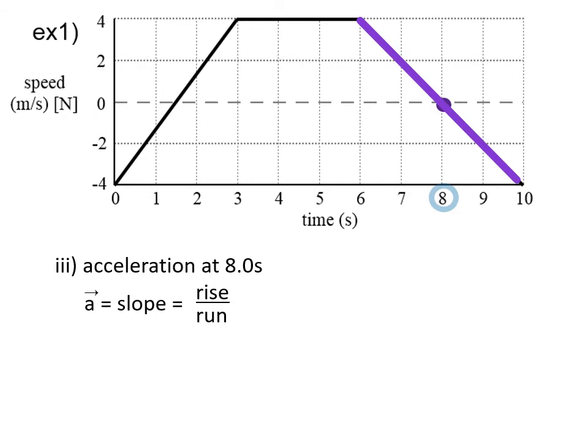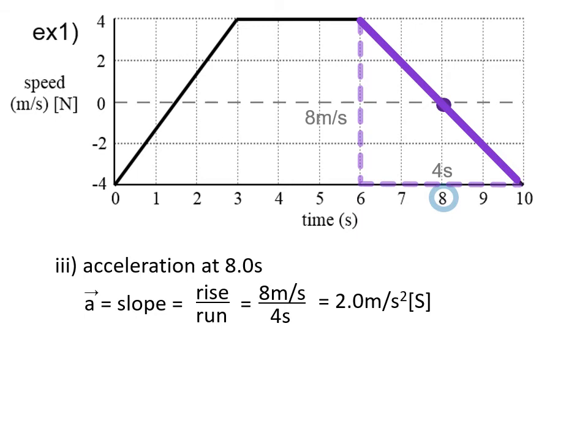The rise of that line is equal to 8 meters per second because it goes from -4 all the way up to +4. And the run of that line is equal to 4 seconds because we're going from 6 seconds to 10 seconds. So rise over run equals 8 meters per second divided by 4 seconds. 8 divided by 4 is equal to 2. So my answer is 2.00 meters per second squared south.